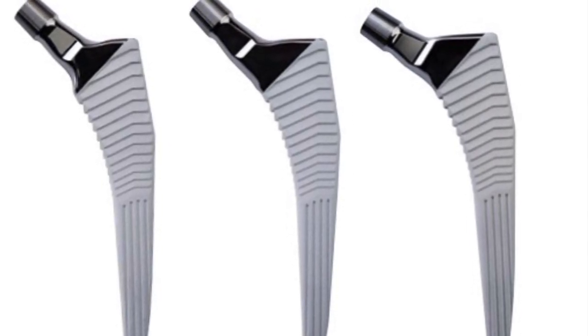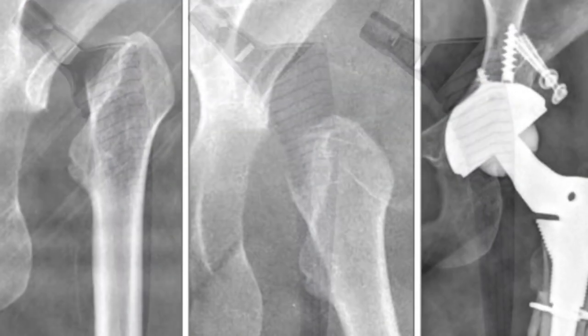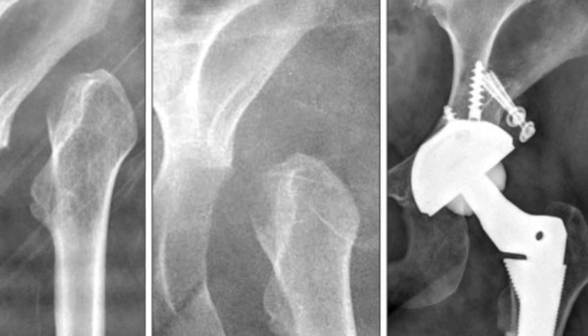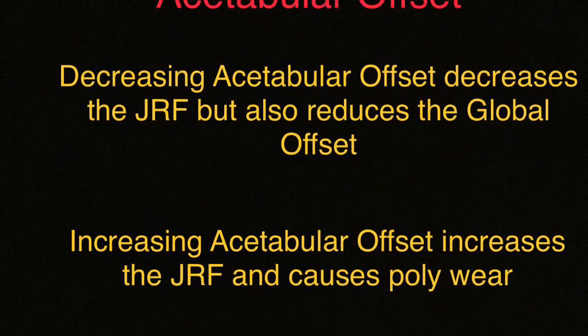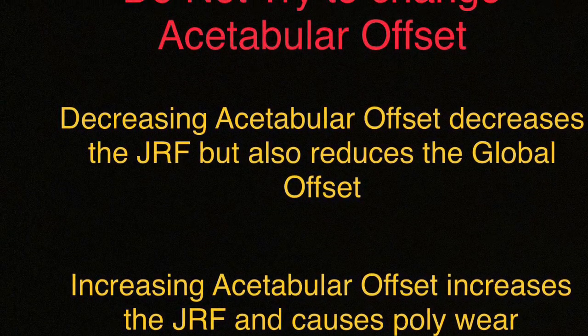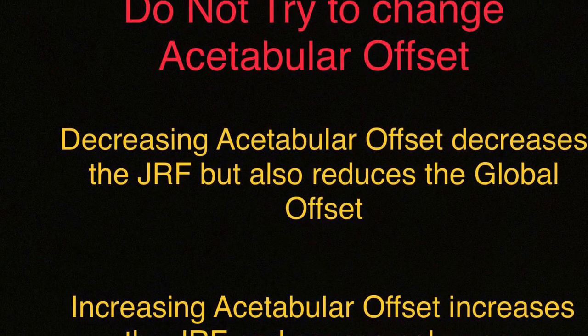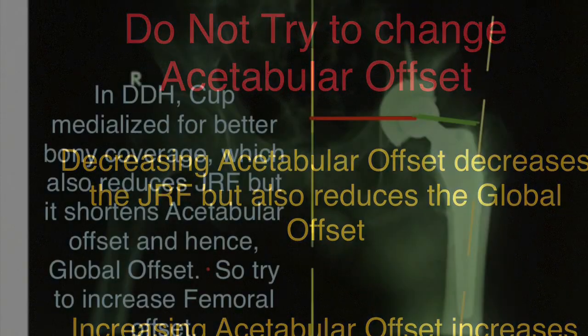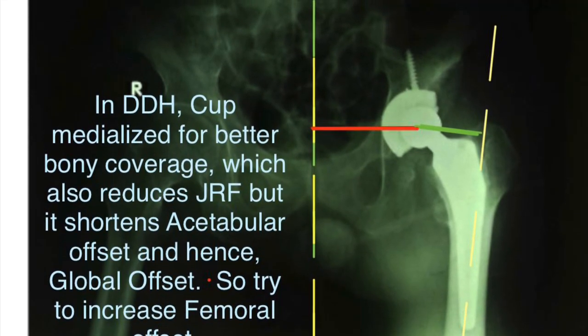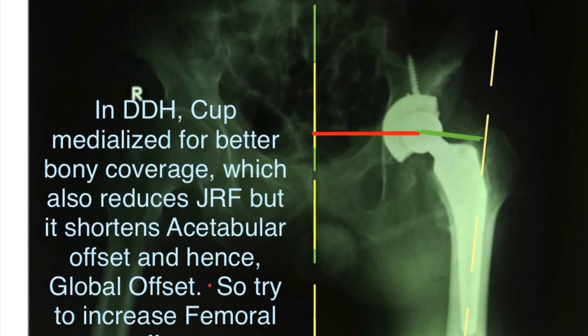Another special situation is the dysplastic hip, where you have to medialize the acetabular shell so that you get best bone coverage, but doing so decreases the joint reaction force. When you decrease the acetabular offset by medializing the cup, it also reduces the global offset. So we have to increase the femoral offset by using high offset stems in such situations, and this is what is advisable for DDH.